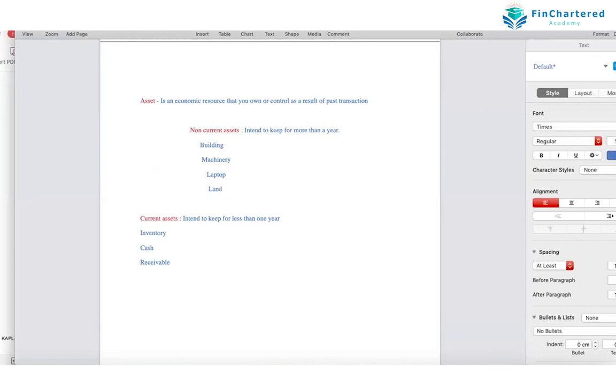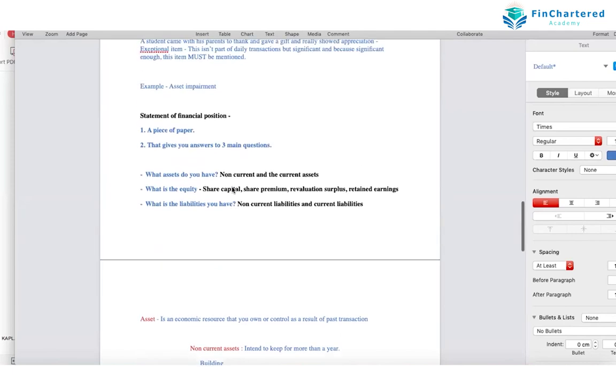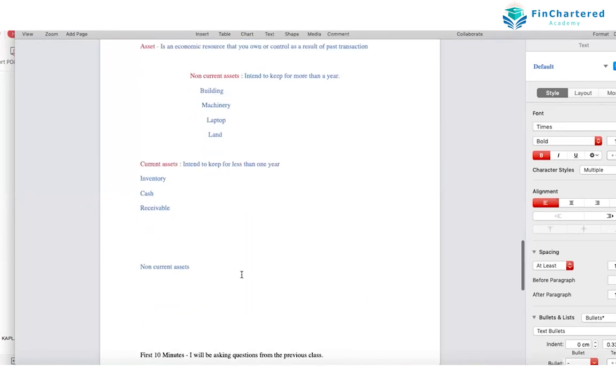So in the statement of financial position, the first thing you will mention is the non-current assets. Why? Because, look at the statement of financial position. It gives you answers to three main questions. First is what assets do you have? Both non-current and current. And we are mentioning that in the statement of financial position. Non-current asset like PPE, property, plant, equipment. There are other examples which we will look at, but here I'm just trying to fill in the blanks and tell you how the format is.